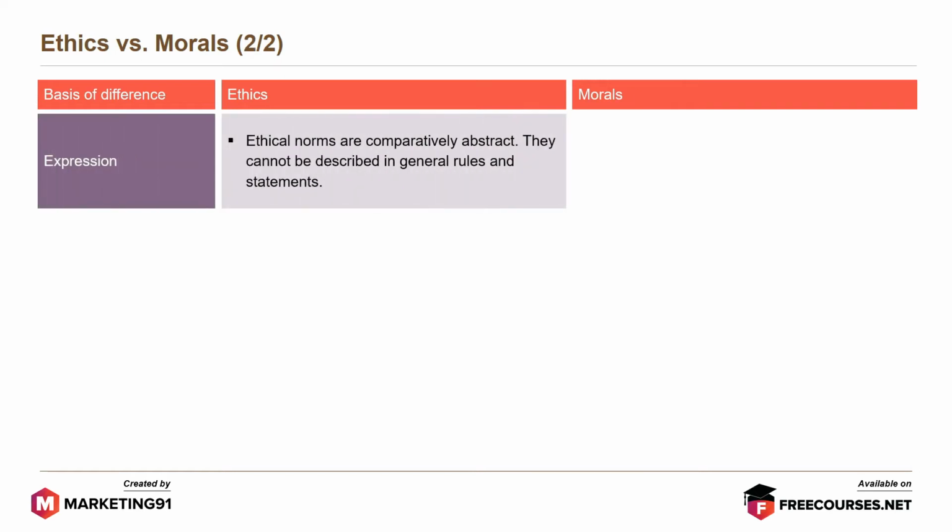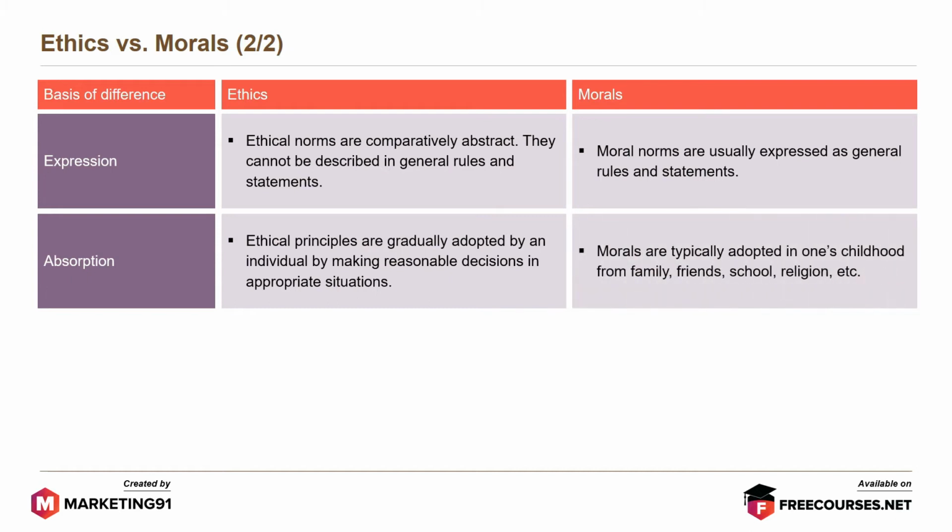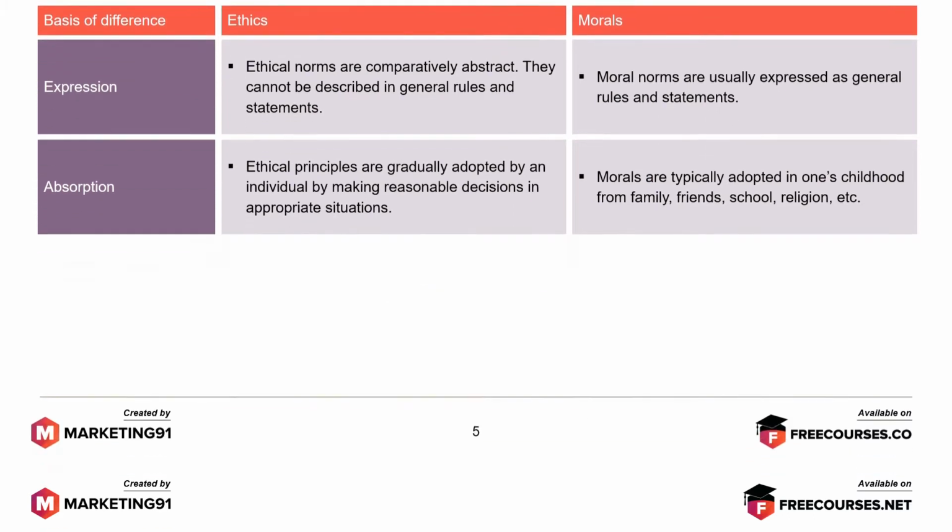Ethical norms are comparatively abstract. They cannot be described in general rules and statements. Moral norms are usually expressed as general rules and statements. Ethical principles are gradually adopted by an individual by making reasonable decisions in appropriate situations. Morals are typically adopted in one's childhood from family, friends, school, religion, etc.